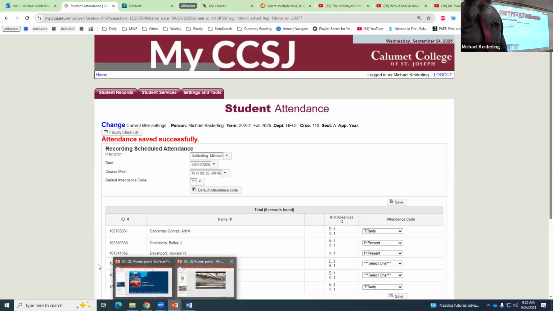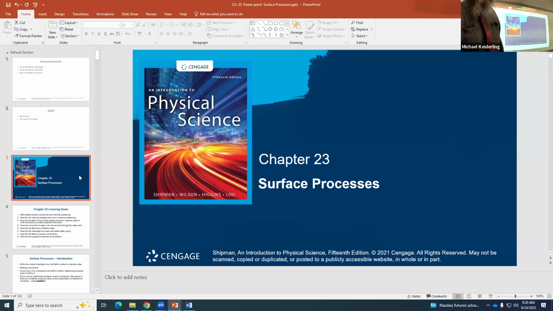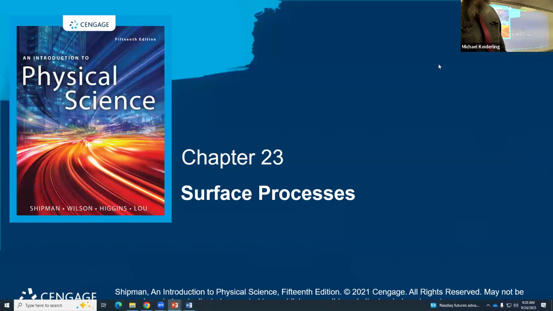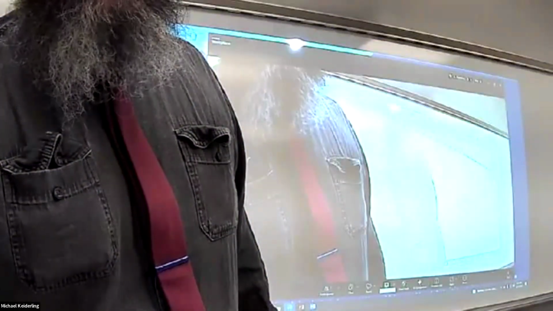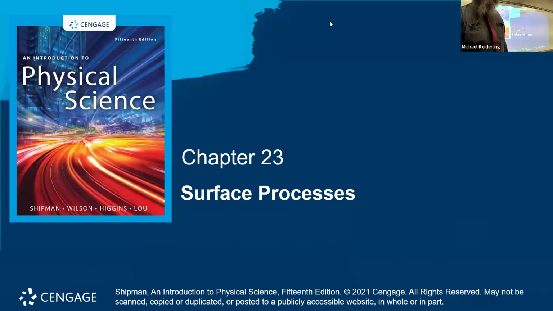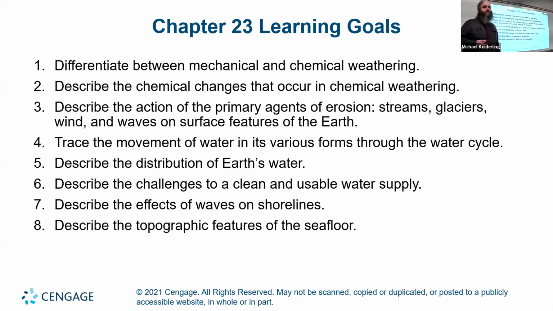Let me open up chapter 23, and we can talk about surface processes. Stop sharing and share again because of this bug. So, surface processes. These are processes on the surface.